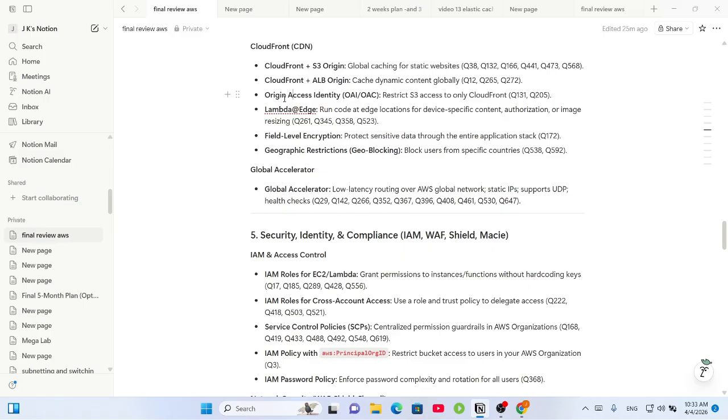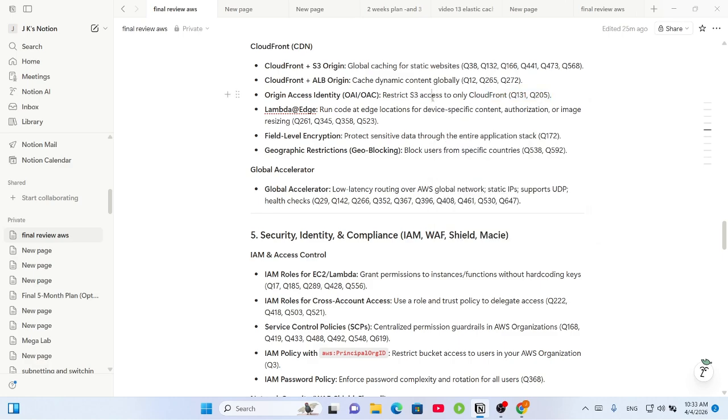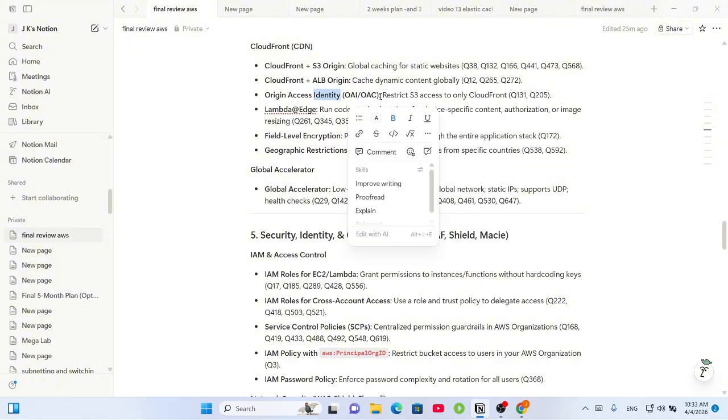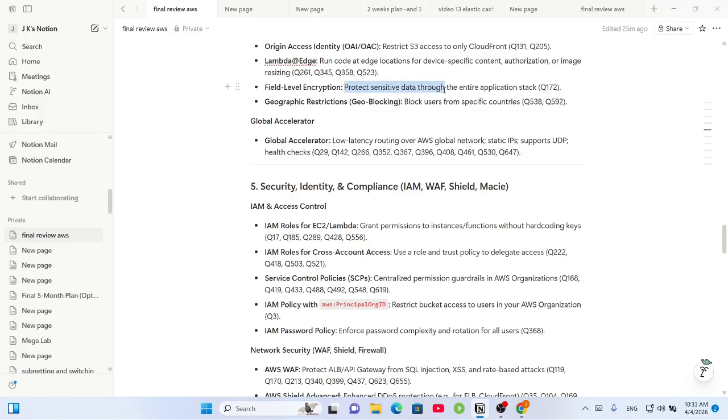Origin access identity restricts S3 access to only CloudFront. For example, you can put S3 in private, but you want this S3 to be accessed using CloudFront. You can use origin access identity. Lambda@Edge runs code at the edge location for device-specific content, authorization, resizing. Field-level encryption protects sensitive data through the entire application stack. Geographic restriction blocks users from specific countries.